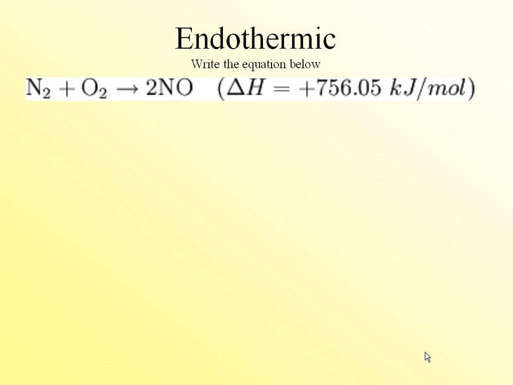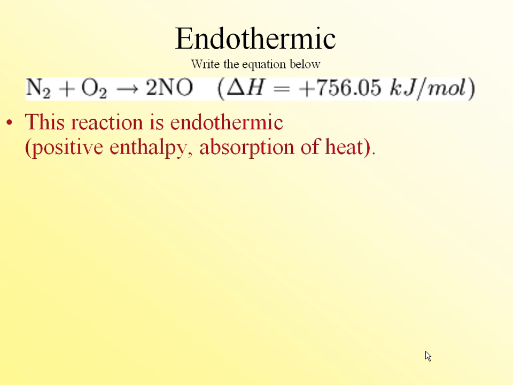Endothermic. For the notes, you will need to write down this equation. N2 plus O2 yields 2 moles of NO. The delta H is positive 756.05 kilojoules per mole. This reaction is endothermic. Positive enthalpy, absorption of heat.